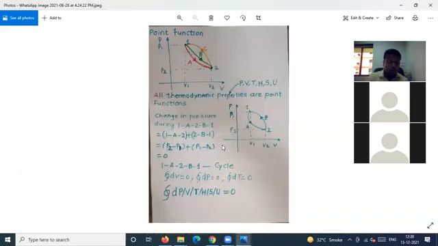Okay, so this is all about what? Point functions and path functions. What is a point function? Path function: only 2 path functions, heat and work. And all the thermodynamic properties are point functions. And which are thermodynamic properties? Pressure, volume, temperature. So all these are thermodynamic properties. Is that clear with this one? Yes, is that clear?